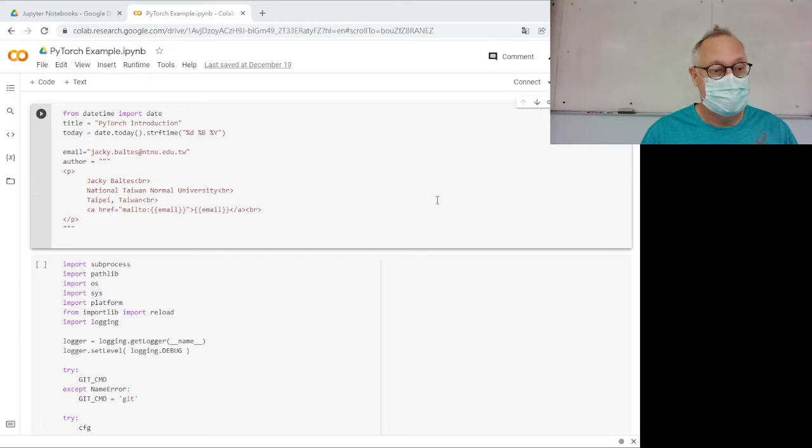Then today we'll start with the PyTorch example as an implementation of the policy gradient method.